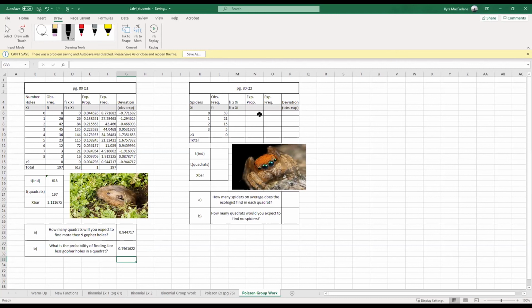For question 2, we're trying to determine whether individuals in a species of spiders are randomly spaced in a field. So we count the number of male spiders in 100 different 1 meter squared quadrats in the field and get the following data. So we did 100 quadrats, so this number right here should equal 100. And it does.